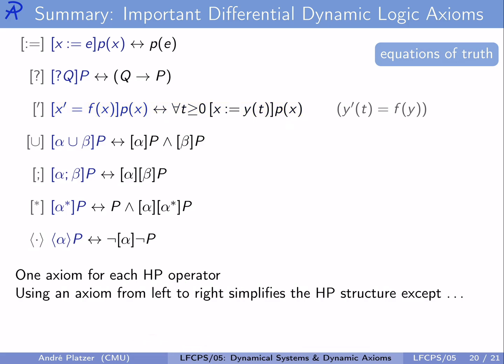And likewise for the other axioms for differential logic, the point is that we have one axiom for each of the hybrid program operators. So using any of those axioms from left to right simplifies the hybrid program structure, which means that even if we start with a terabyte of a hybrid program, if we successively decompose from left to right, we simplify the structure of the hybrid program, which we can only do finitely often, even starting from a terabyte. There's in fact one exception to what I just said. I wonder if you can spot it and find out what we will be doing 2 lectures from now.